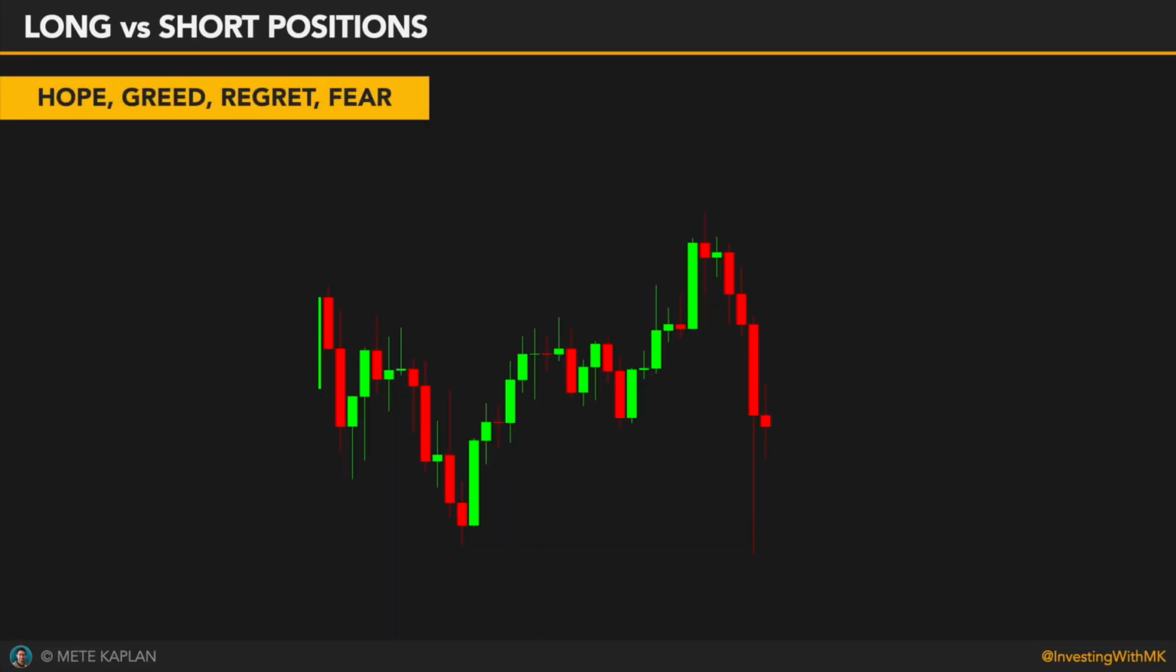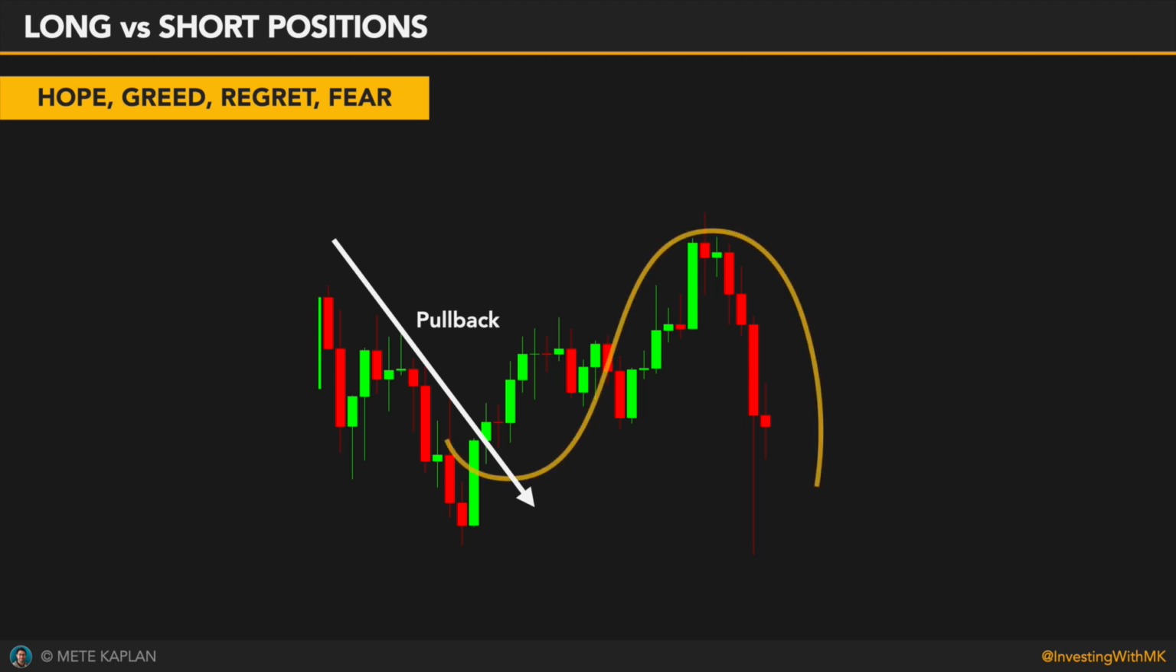Actually, there are 4 phases of this: hope, greed, regret, and fear. There's a reason why I really love pullback breakouts, because pullback breakouts are the start of a new hope. We are entering a trade after all sellers or buyers are exhausted. Let's see the chart. After this breakout, a new hope starts. Then we assume that it's the beginning of a rally.